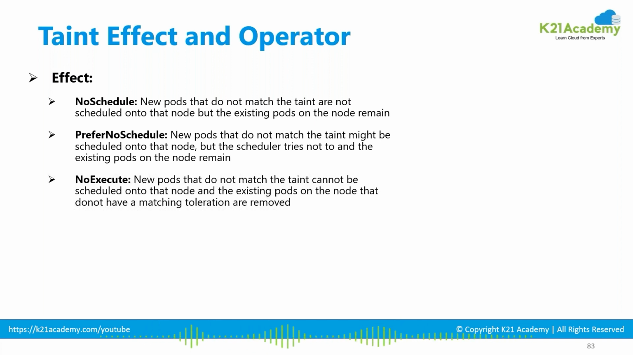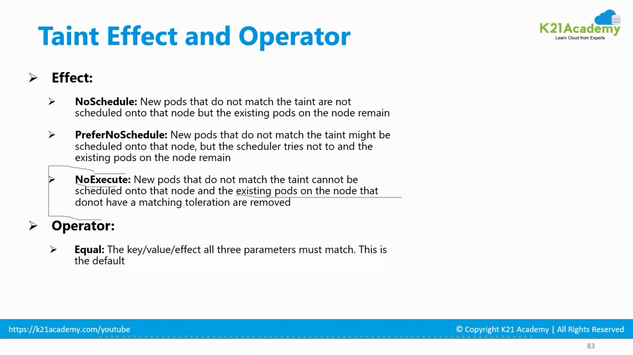NoExecute is nothing but what? New pods that do not match the taint cannot be scheduled on that node, and the existing pods on that node that do not have a matching toleration are removed. So this is used for the eviction policy. If you want to evict pods from specific worker nodes, you can use the effect called NoExecute on the tainted worker nodes. No pods will get scheduled on that node, and the existing pods will get removed also. That is what NoExecute means.